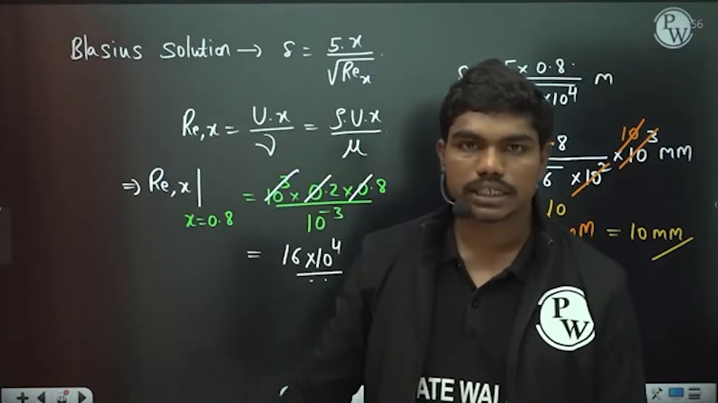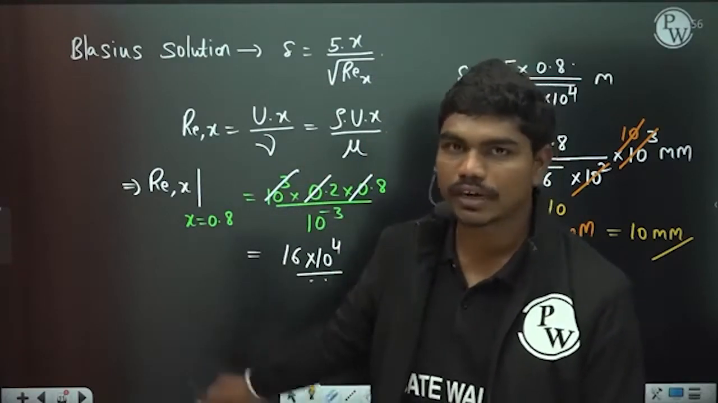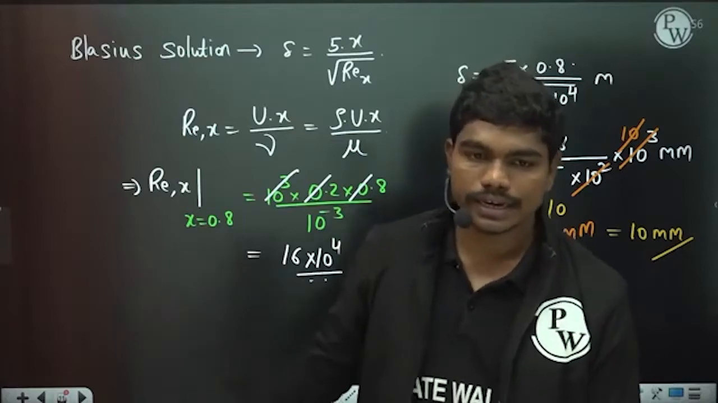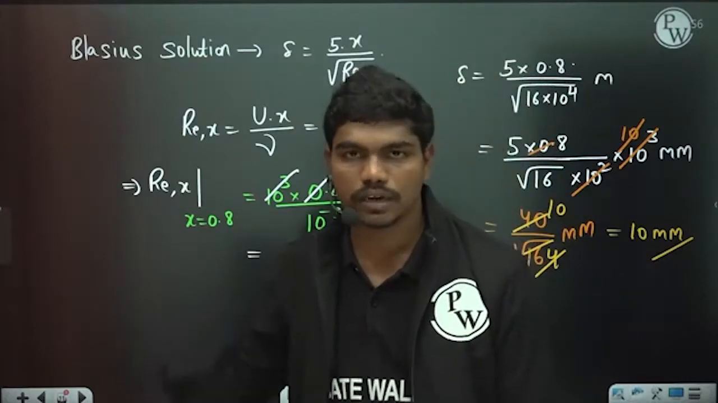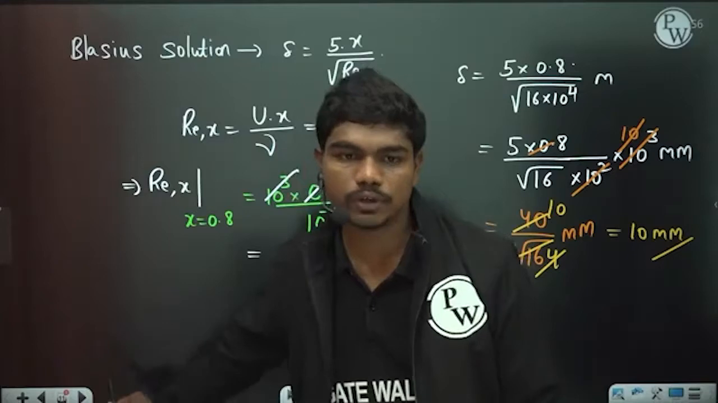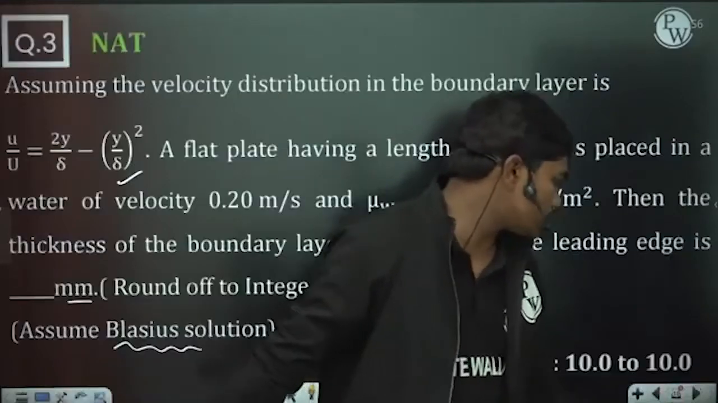Okay, they've asked us to calculate this using Blasius. Otherwise, we would have done it using this velocity profile. But in GATE exams, normally they'll give you this approximation that delta is equal to the Blasius value, of course.